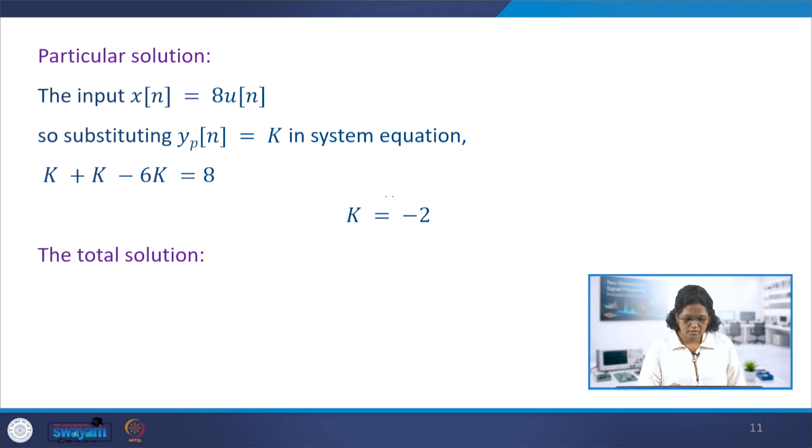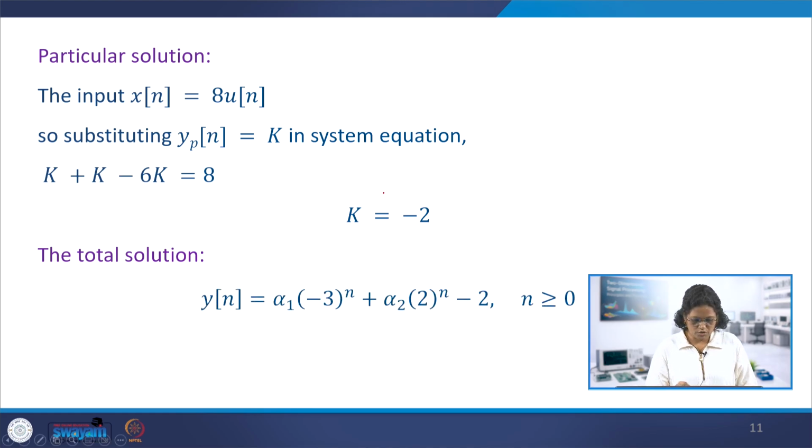So, after finding this k, what is the total solution? The complementary solution and the particular solution. We add the summation of these two, which is the solution of this difference equation: y of n is equal to alpha 1 minus 3 power n, this is the one root, plus alpha 2 2 power n, and minus 2 k plus k is the particular solution. So, this is the complementary solution and this is the particular solution. This is valid for n greater than or equal to 0.